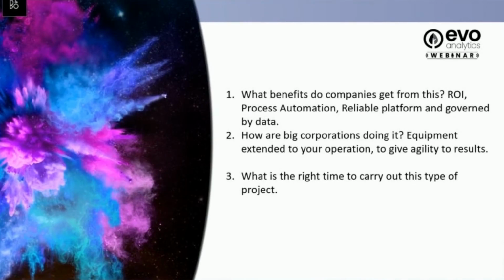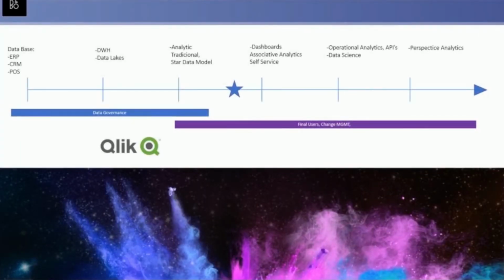All right, so what benefits do companies get from this? The ROI, the process automation, reliable platform and governed by data. And how are the big corporations doing it? So the team extended to your operations to give agility to results, right? And what is the right time to carry out this type of project? So on this slide, we're just showing you some of the governance of the platforms and how they work and how they function with some of the specific names and the dashboard and analytics. So that's just what we're visualizing right here.